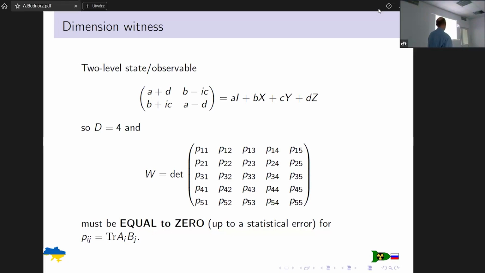You have only 4 dimensions, so any matrix which is 5 by 5 will have some column or row which depends linearly on other columns or rows. So this determinant must be equal to 0, which is very useful because it's not like a Bell inequality, where you have to be above some bar. You just have to be exactly at 0.